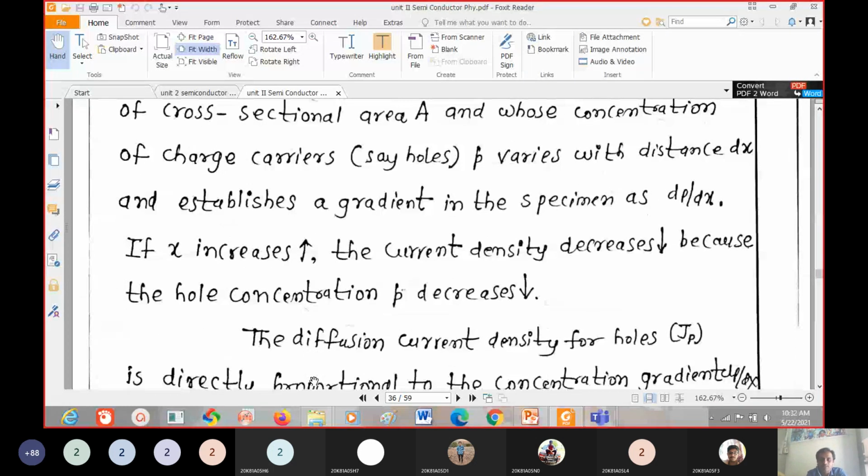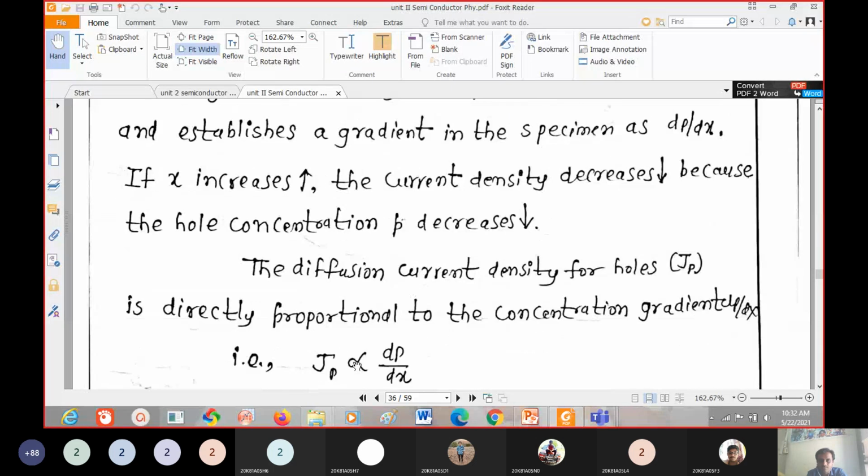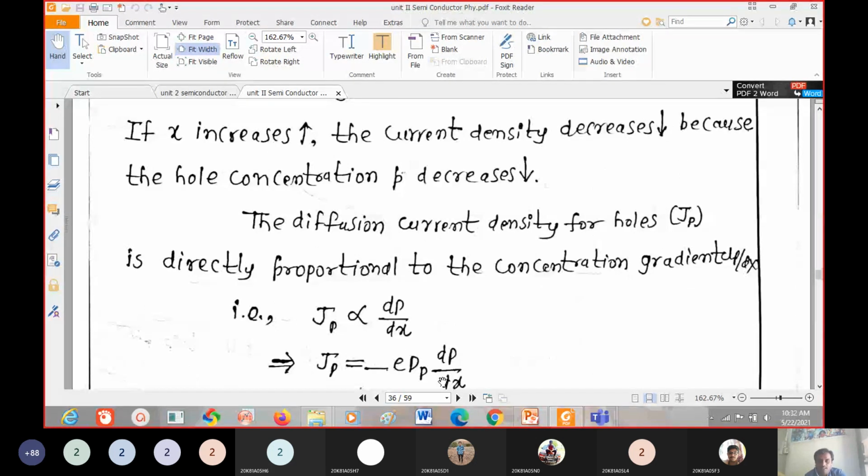Now the current density is proportional to the density gradient dp by dx. Here we are taking holes, so Jp is proportional to dp by dx. This Jp is the current density due to the holes in the diffusion process.